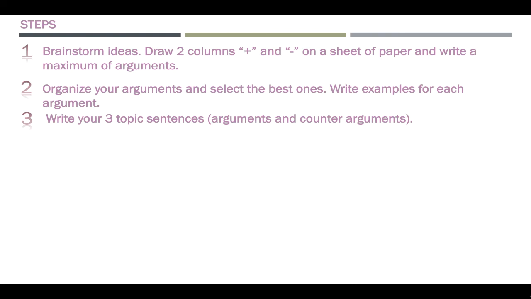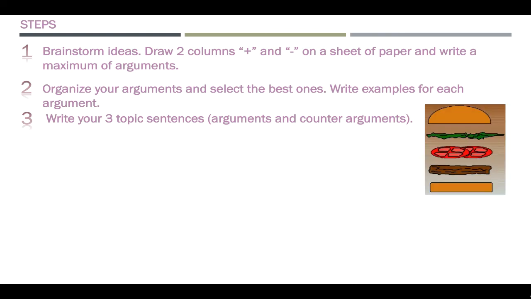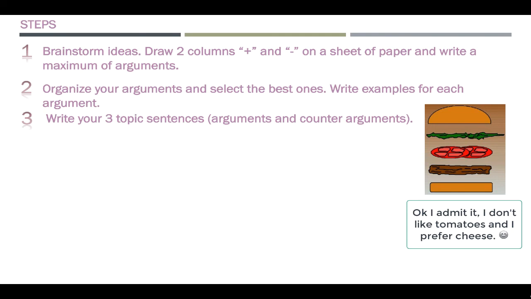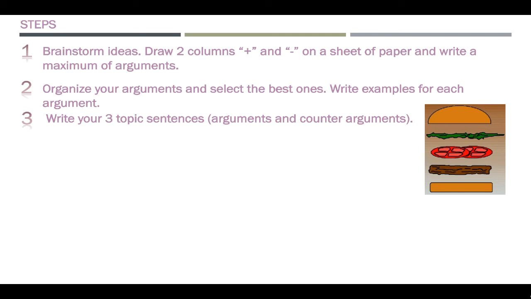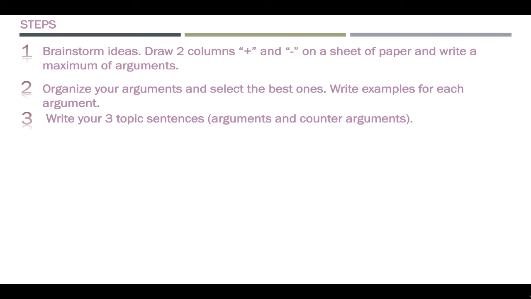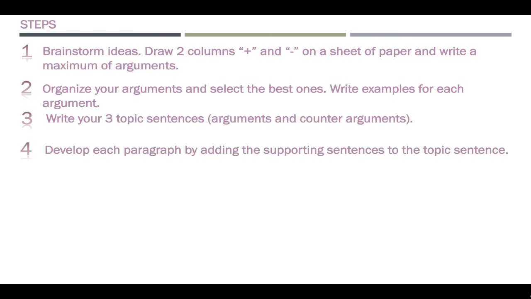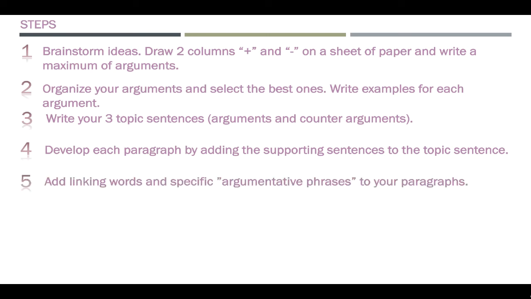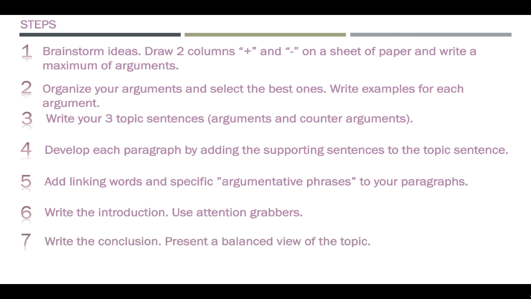So we have already established that you're going to have 3 paragraphs. Remember the hamburger? You're going to have the lettuce, you're going to have the cheese, and you're going to have the burger. So 3 paragraphs. So write your 3 topic sentences for your 3 paragraphs. Remember that you should have 2 for and 1 against, or 1 against and 2 for, something like this. 4. Develop each paragraph by adding the supporting sentences to the topic sentence, with illustrating, giving examples, etc. 5. Add linking words and specific argumentative phrases to your paragraphs. 6. Write the introduction. Use attention grabbers.